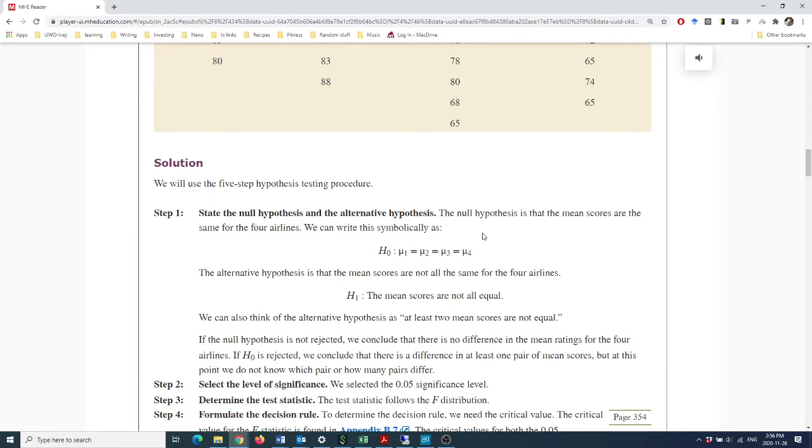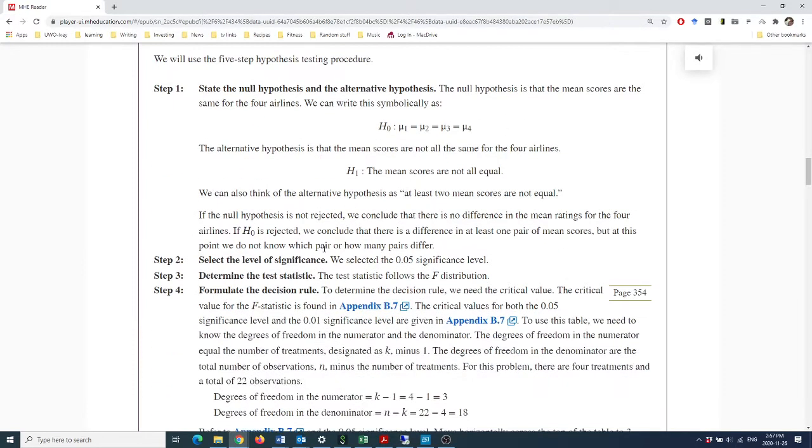The first step, we kind of wrote that down already. The null hypothesis is that the means are similar, and the alternate hypothesis is that the means are not equal. Standard, you determine the level of significance. Typically, we use 5%. We can go to 10 or 1% sometimes. We're going to use the F distribution.